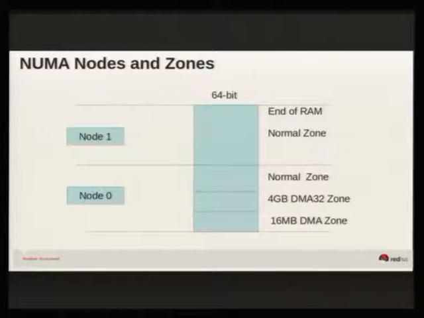So the first thing I wanted to talk about is the way that memory is laid out. In a very simple two-node x86-64 system, node 0 is going to have 3 zones, just like it has in a non-NUMA system. It's going to have a DMA, a DMA32 zone, and a normal zone. And then node 1 is going to have only a normal zone.